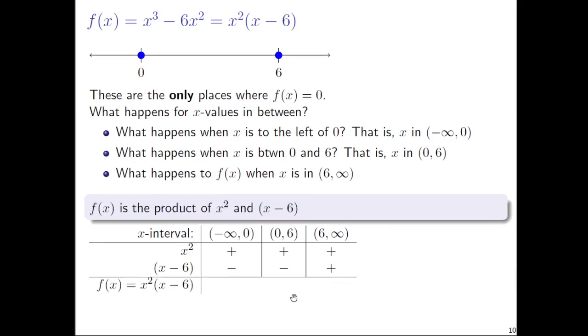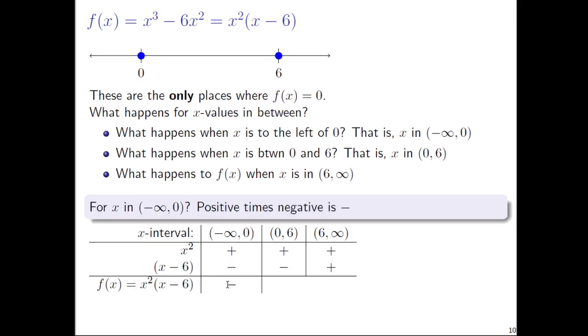Now, f of x is the product, right? f of x is x squared times x minus 6. Product meaning times, right? So it's this times this. So a positive times a negative is a negative. What about for x values between 0 and 6? You'd always have a positive thing times a negative thing, which will give you negative.